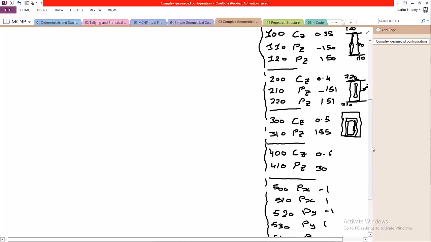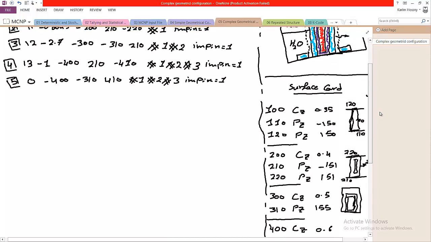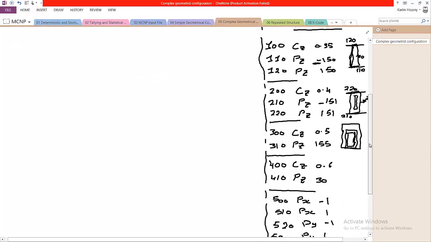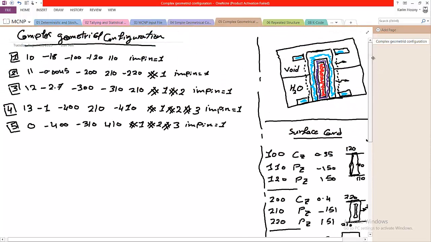is 1 centimeter, and this bottom plate was 210. Therefore 210 was negative 151 centimeters. Therefore it will be negative 150 centimeters already defined in the 110 plane in here. Therefore, we may not use the plane perpendicular on the z-axis at all for describing the box. So let's see the cell card.